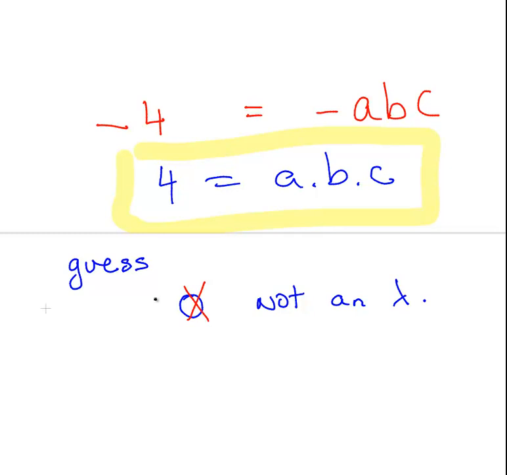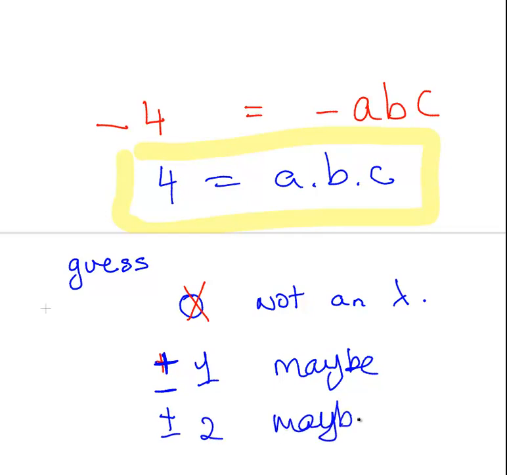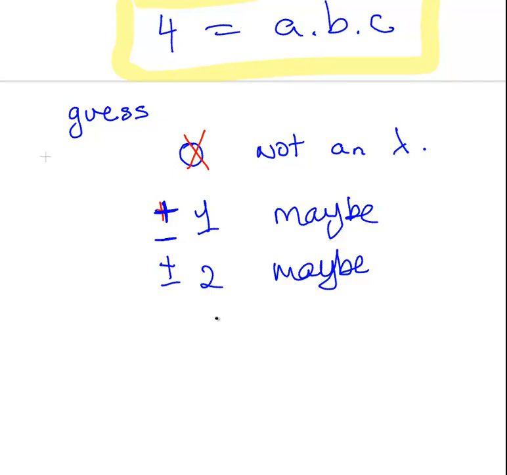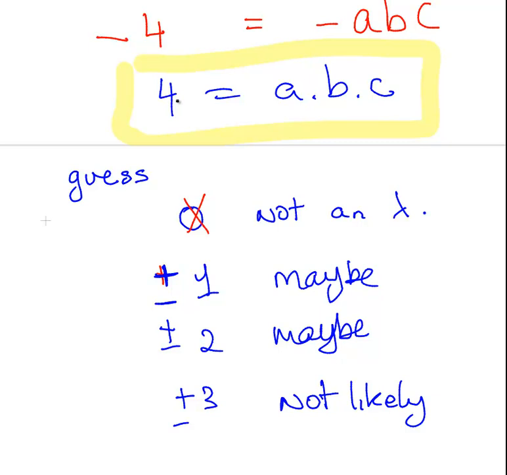How about plus or minus 1? That's a potential case. Plus 1, minus 1, maybe. Likewise, plus or minus 2, maybe. Plus or minus 3? Maybe not. Probably not, but maybe. So essentially you're going to say no, not likely. Now the reason is 3 does not divide into 4.